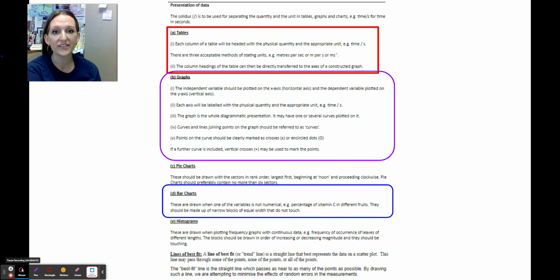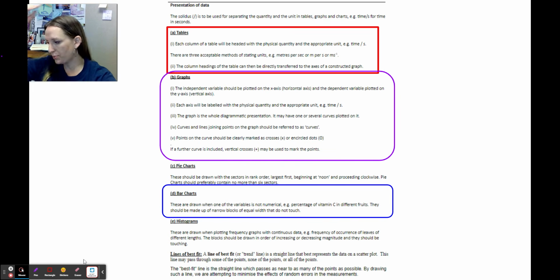Points. For points, they have to be an X or a dot with a circle. If you notice that you're just making dots, like we've pretty much always done until you've gotten into a Cambridge class, put a circle around it. You can also do an X. Or I'm sorry, a cross, a plus sign.